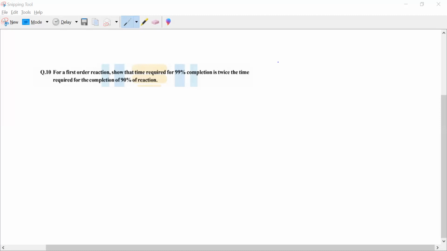Okay, so if I want you to do this thing, I'll just help you out with this also. Basically, we have to prove what? For a first order reaction, show that the time required for 99% completion is twice the time required for completion of 90% of the reaction. So you just prove T99% is equal to 2 times T90%. That's all. This is what you have to prove.